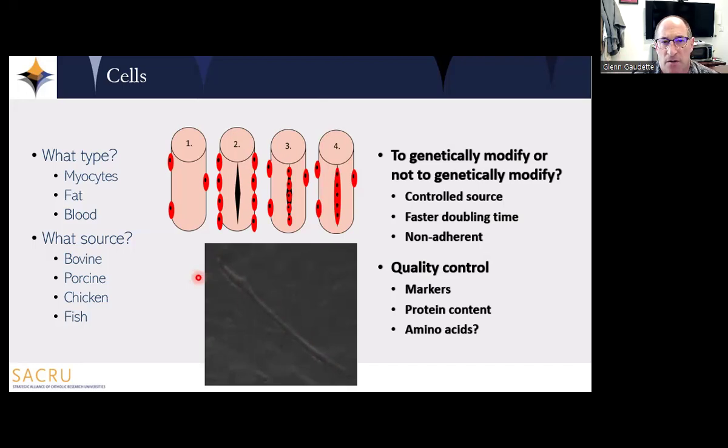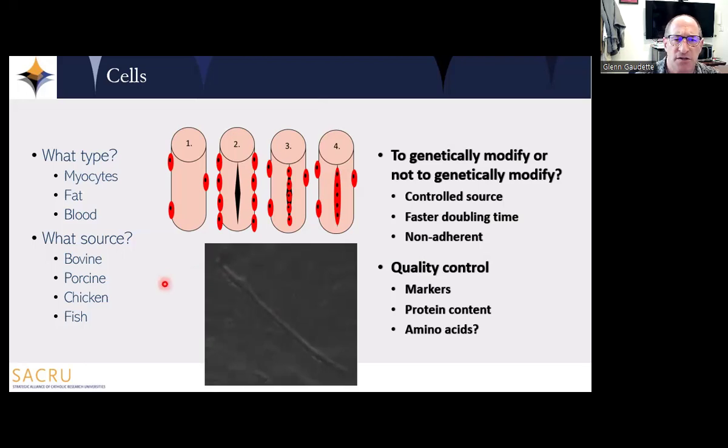When we're thinking about cells for lab-grown meat, there's a whole bunch of things we could think about. One of the things we might want to think about is what source, what animal do we want to use? Do we want to use cow? Do we want to use pig, chicken, fish? There's a whole bunch of different programs out there using a whole bunch of different types of cells.